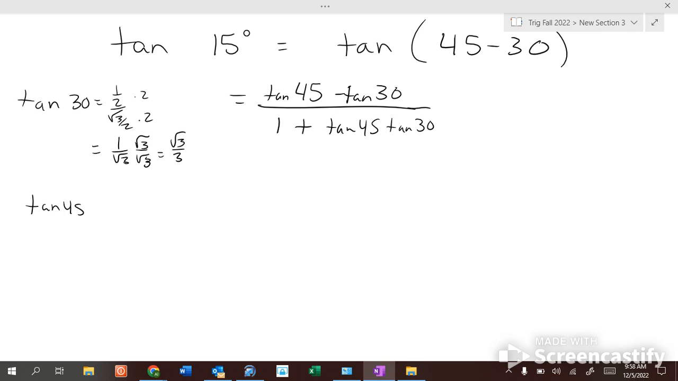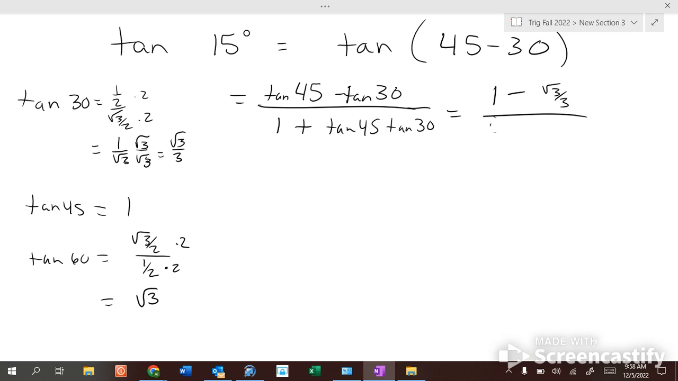What's the tangent of 45? 1. What's the tangent of 60? Square root of 3 over 2 over 1/2, right? So if we multiply both the top and bottom by 2, it's square root of 3 over 1, or just square root of 3. So if we do this problem, 45 minus 30, it's 1 minus square root of 3 over 3 over 1 plus 1 times square root of 3 over 3. Is everybody picking up what I'm putting down?